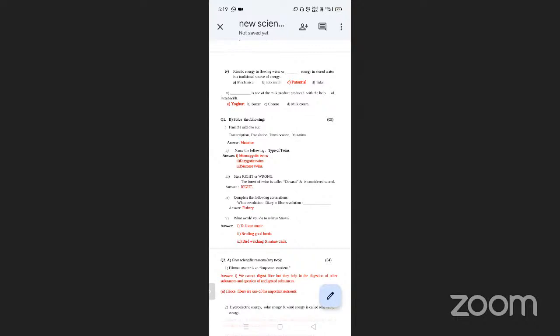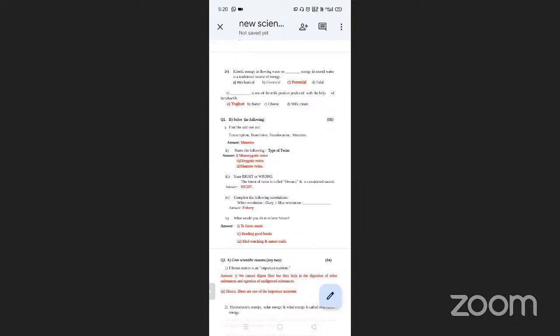Then the third question is, state right or wrong. The forest of twins is called Deurai and is considered sacred. Is it right? Yes, of course, you know, because the forest of twins is called the Deurai. So that is the right statement. You just need to write it as right.